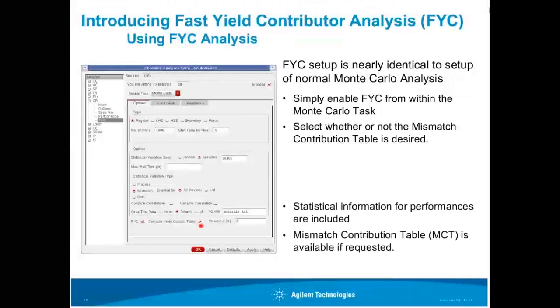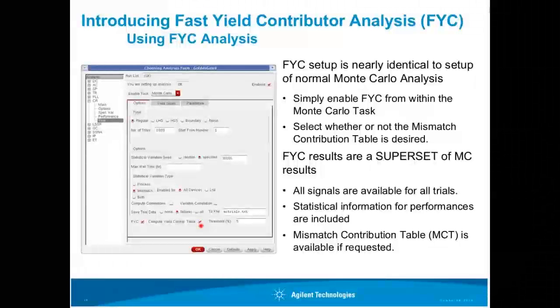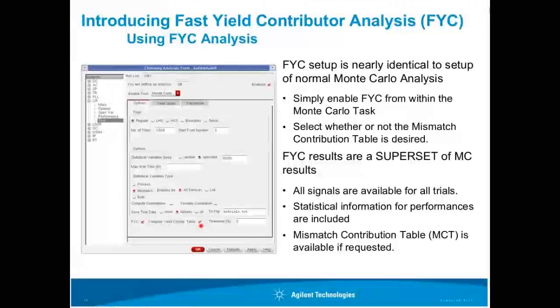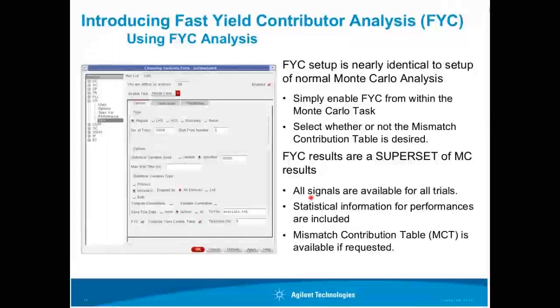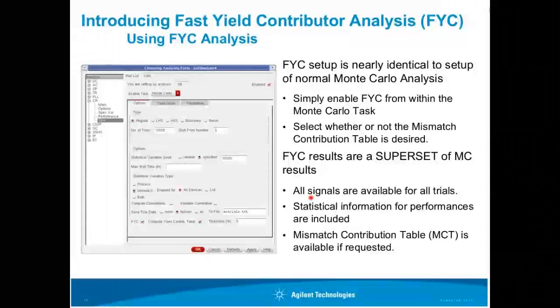On the results side, what you find is that FYC results are a superset of Monte Carlo results. What I mean by that is if I just click FYC and I don't ask for the yield contribution table, I get exactly the same results that I would get if I ran Monte Carlo not using the small variation assumption. In other words, I would get all the signals available for all of the trials. I could look at waveforms or spectra. I would also get all of the statistical information, mean, standard deviation, scatter plots, for any performances that I've written to calculate figures of merit for my circuit.